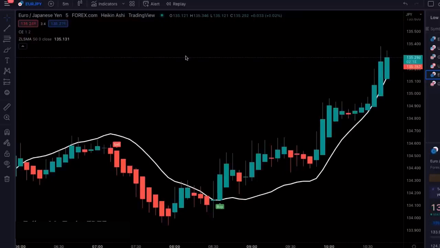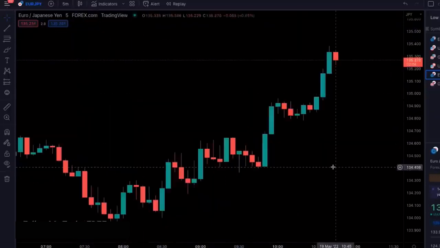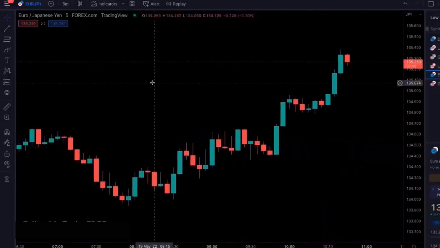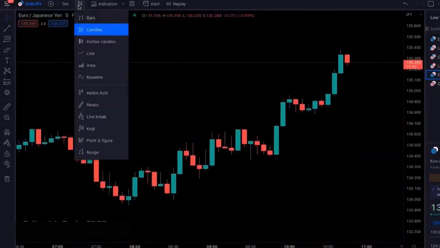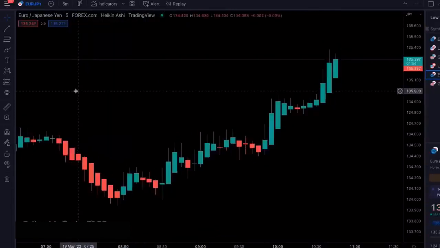So when you get into TradingView, your chart's not going to look like this. So let me X out. All right, this is what your chart's going to look like. The first thing we're going to do is change the candles to Fibonacci candles. And then we're going to add a couple of indicators to this.